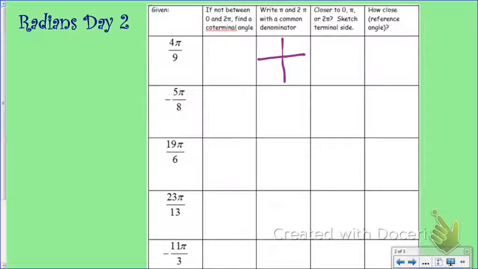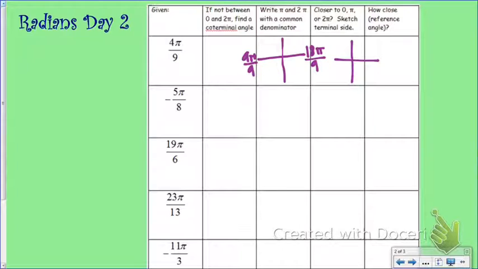So instead of writing pi, I'm going to write that as 9 pi over 9. And instead of writing 2 pi, I'm going to write that as 18 pi over 9. Because that common denominator is going to make it a little bit easier for me to figure out where 4 pi over 9 is going to fall. So in that next column, it asks me to figure out, based on those two numbers I just found, is 4 pi over 9 going to be closer to 0, to 9 pi over 9, or to 18 pi over 9? And we know 4 pi over 9 is going to be closer to 0. So that helps us figure out what quadrant this should go in.